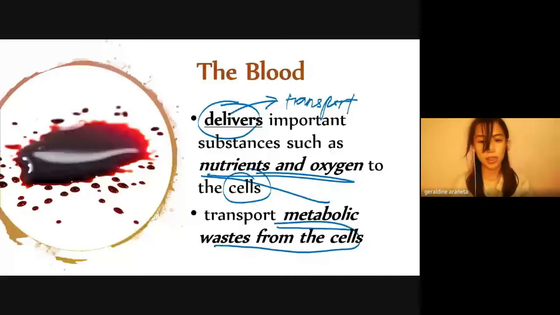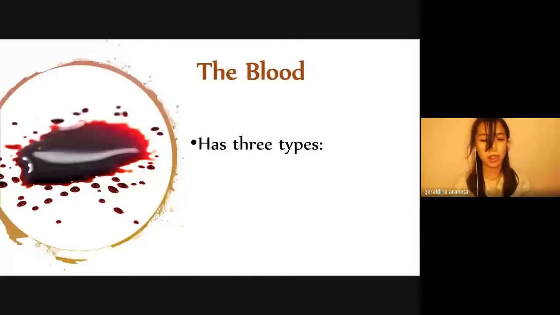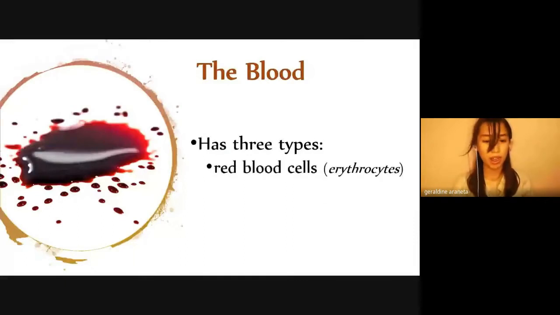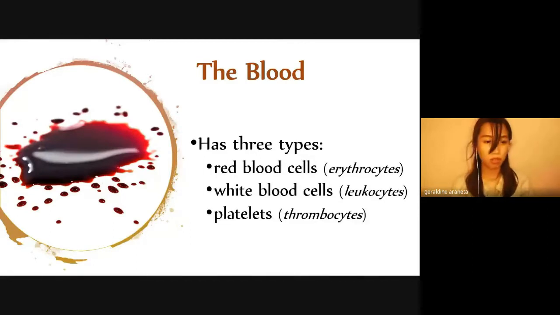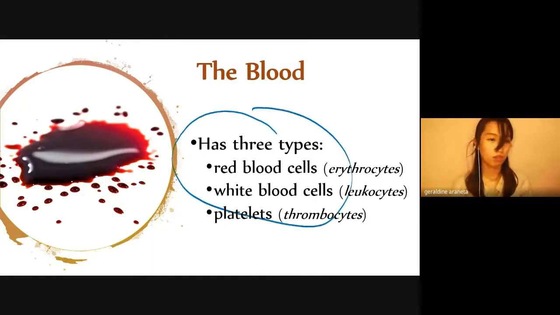So it has three types. We have the red blood cells or the erythrocytes, the white blood cells or the leukocytes, and the platelets or the thrombocytes. Itong tatlong to, hindi siya kasama dun sa modules nyo, so I have to discuss some parts of it. So let's start with the first one.